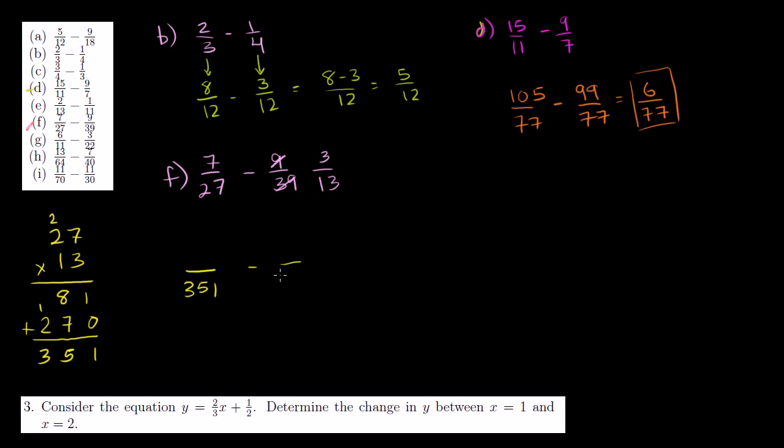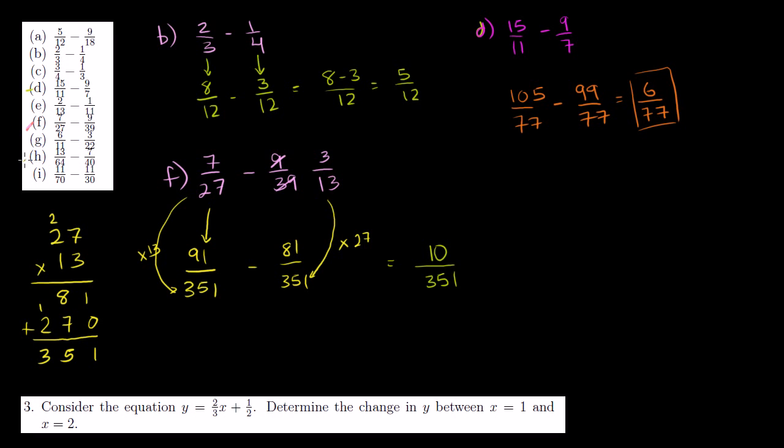351 minus something over 351. To go from 27 to 351, we had to multiply by 13. So to go from 7 to whatever numerator here, we have to multiply by 13. 7 times 13 is 70 plus 21 is 91. This is 91 over 351. And to go from this 13 to 351, we had to multiply by 27. So on the numerator, we have to multiply by 27. 3 times 27, that is 60 plus 21, that is 81. And so our answer is going to be over 351. And 91 minus 81, well, that's just 10. And then we are done.